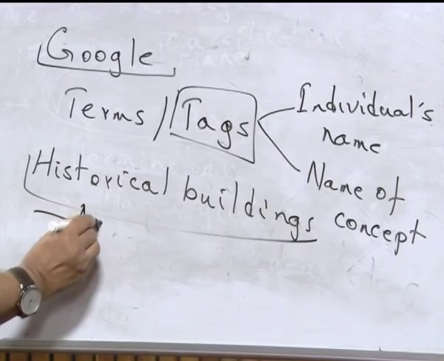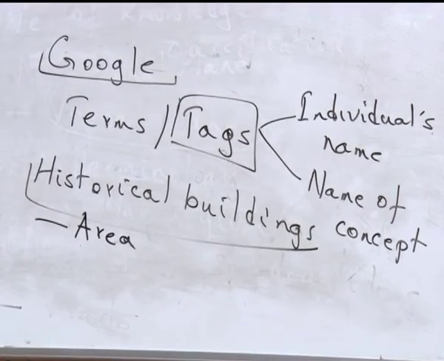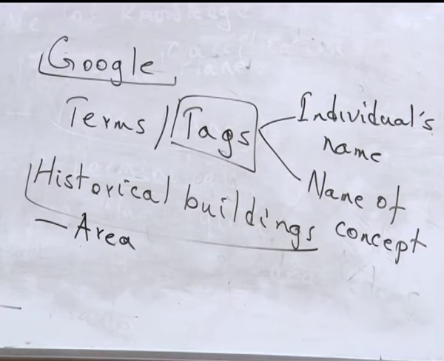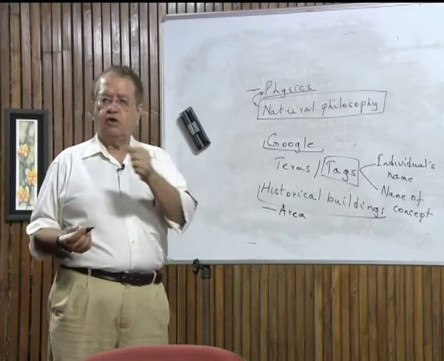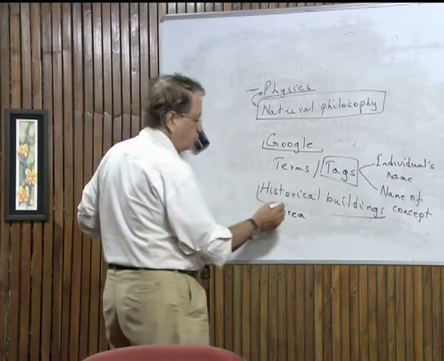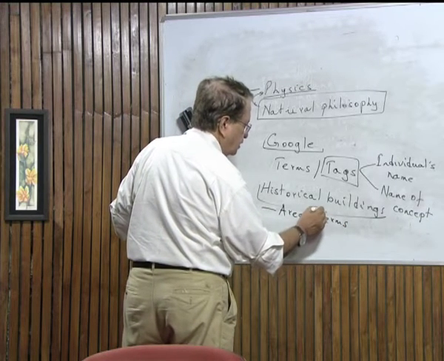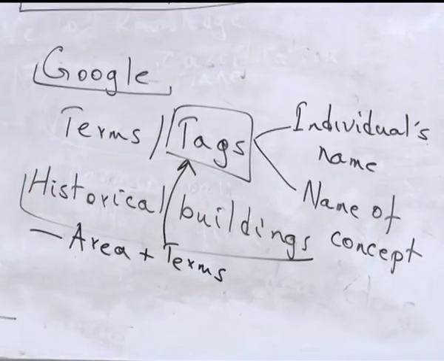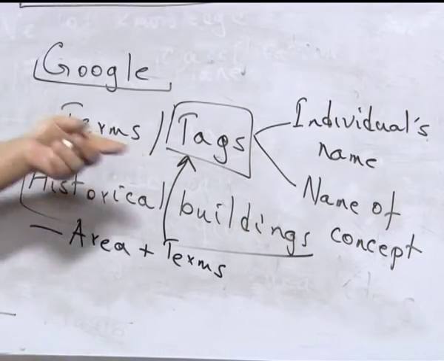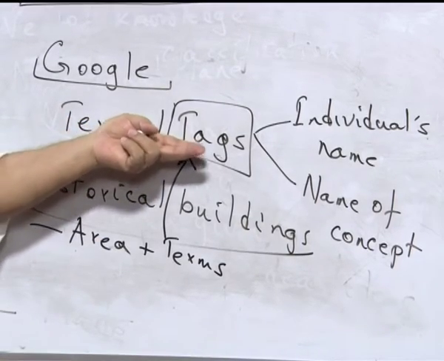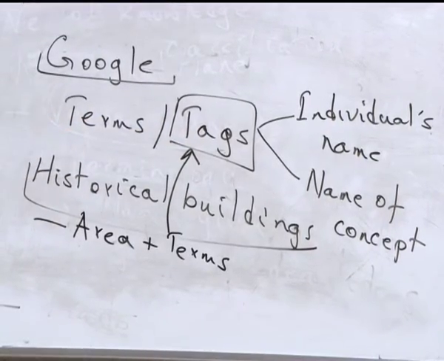So, we can give more context by either using the name of an area, say historical buildings of India. If we want to be more specific, let us say historical buildings in Delhi. If we want to be even more specific, we can say historical buildings in Delhi during the Mughal period. So, what are we doing? We are adding terms to the original term, and today we are used to calling them tags. If you talk to a youngster today, and in fact, most of you would be youngsters, you would be more familiar with the term tags rather than the term terms.